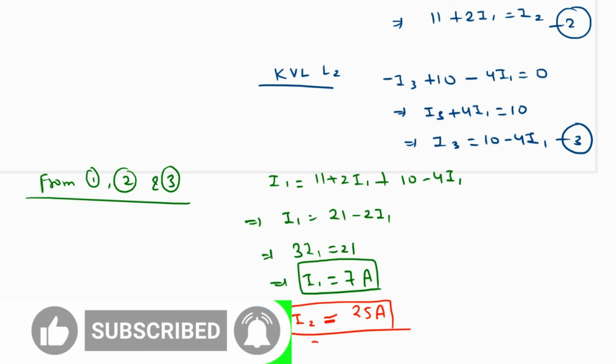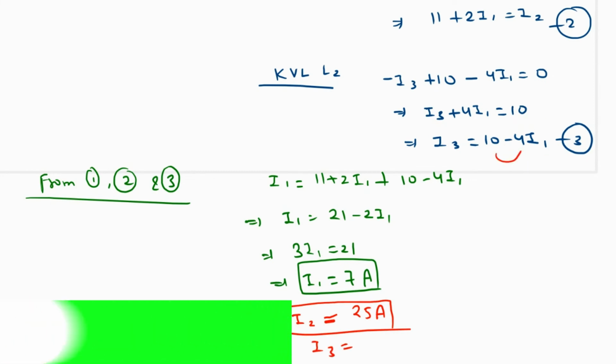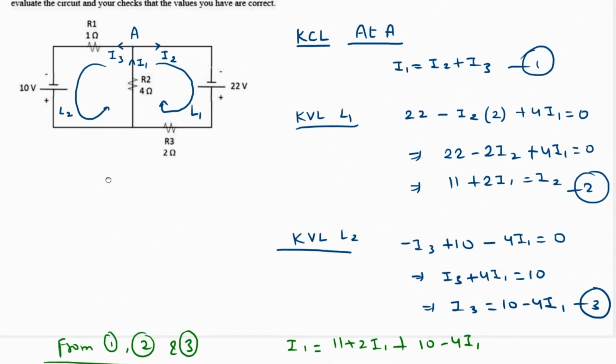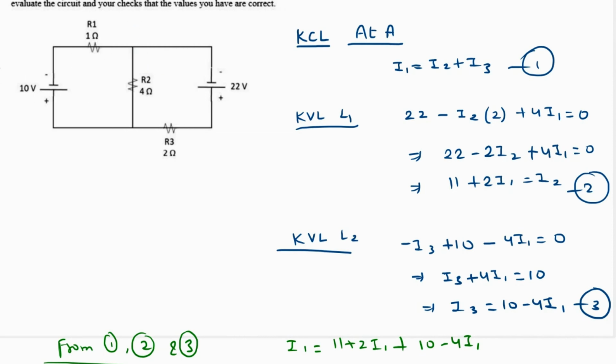And hence the value of I3 will be 10 minus 7 times 4, which is 28. 10 minus 28 is minus 18 ampere. So that's in the exact opposite direction. So let me just change the direction of I3. I'll just clear everything up and now denote everything.